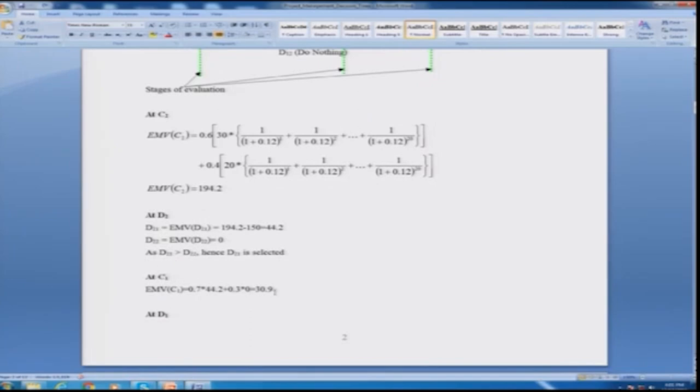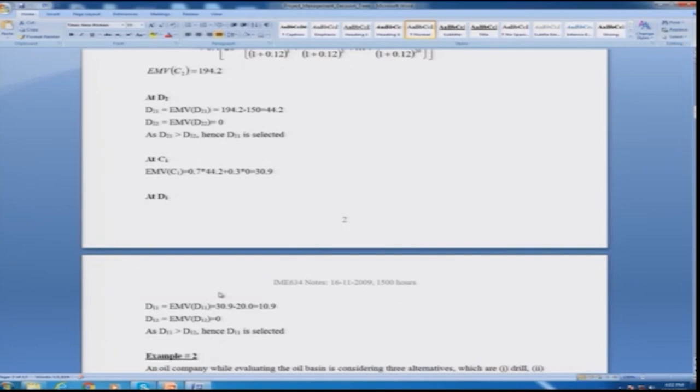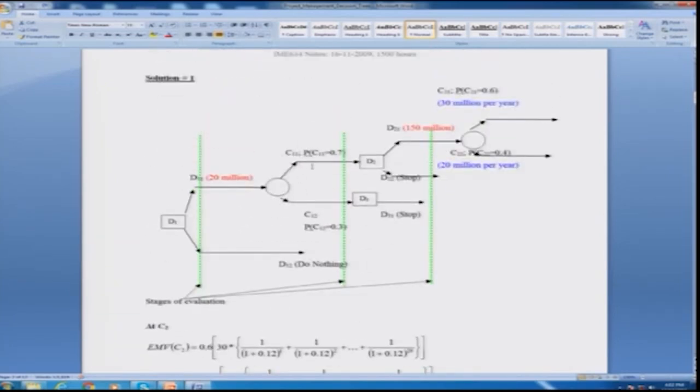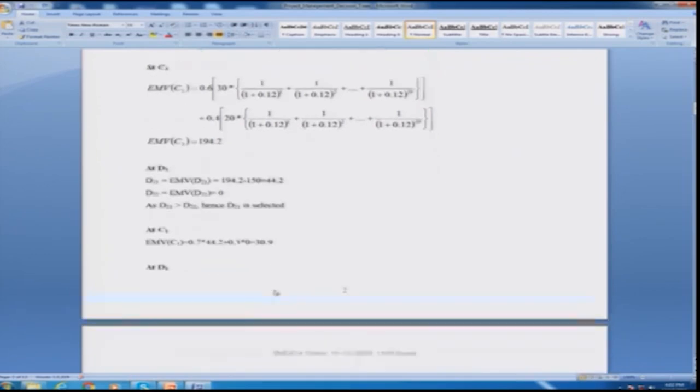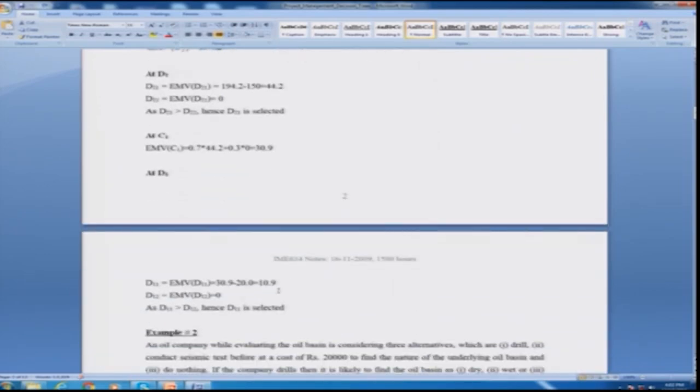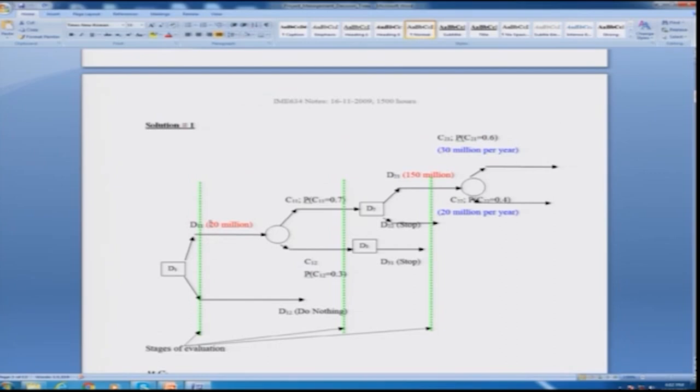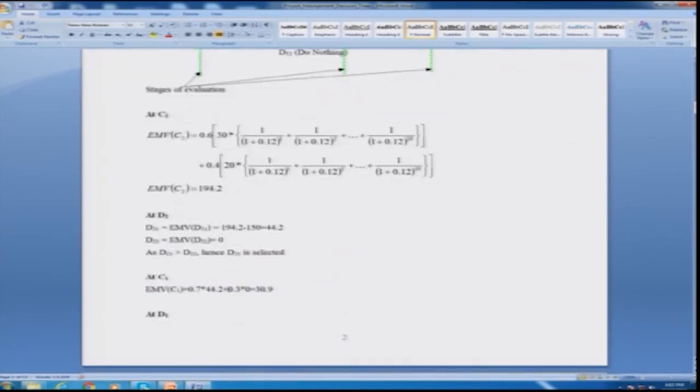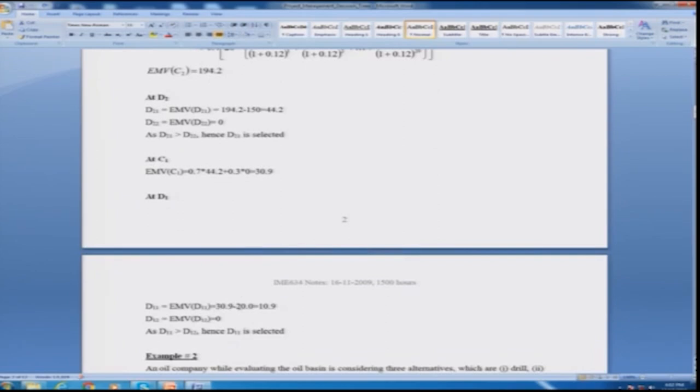So, at C1 the value is 30.9. Now, at D1 what I do is that this value I have already found is the expected value of 44.2 into 0.7 plus 0 into 0.3 and then try to compare whether 20, which is the amount of money going out of my pocket, is more or less. So, again I find this value is 30.9, 30.9 is greater than 20, which gives 10.9, hence I will definitely invest into that project. In case, for example, this value was 40, then the value would have been 30.9 minus 40, which would be almost minus 10, hence you would not go into that project. So, this was a very simple example.